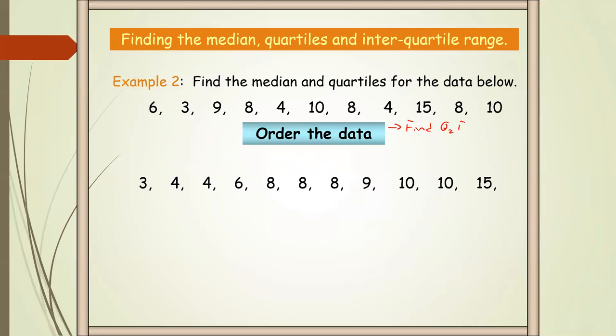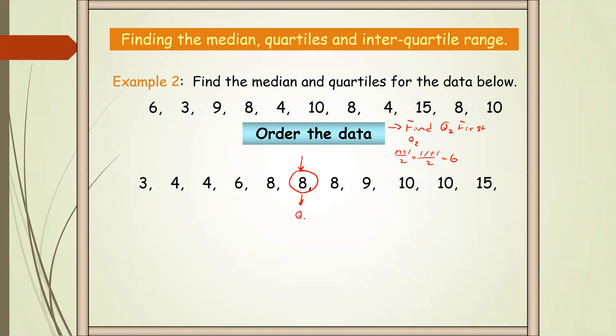So I'm going to do this by hand. 1, 2, 3, 4, 5, 6, 7, 8, 9, 10. There's 11 data values, okay? So the median, Q2, will occur in position (n plus 1) divided by 2, which is (11 plus 1) divided by 2, which means go to position 6 in your data. 1, 2, 3, 4, 5. Here's position 6.